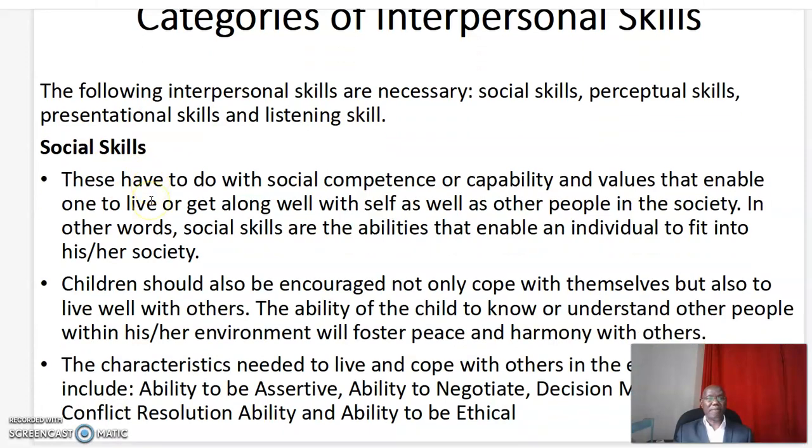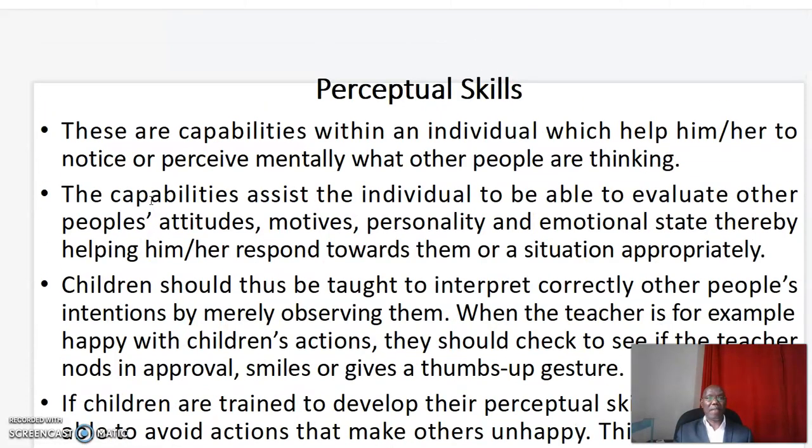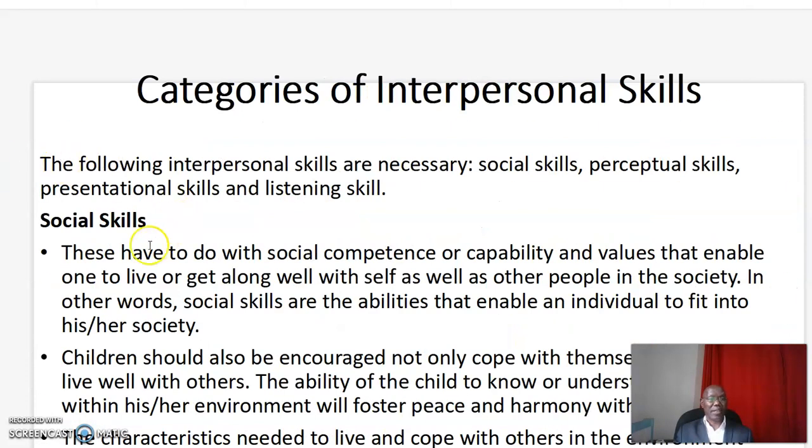Social skills. Social skills have to do with social competence or capability and values that enable one to lead or get along well with self as well as other people in the society. In other words, social skills are the abilities that enable an individual to fit into his or her society.